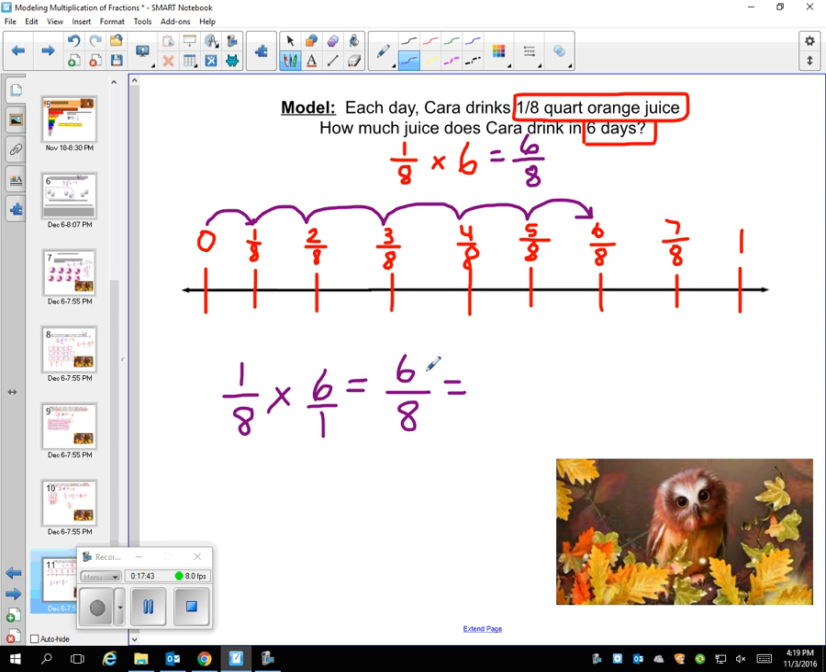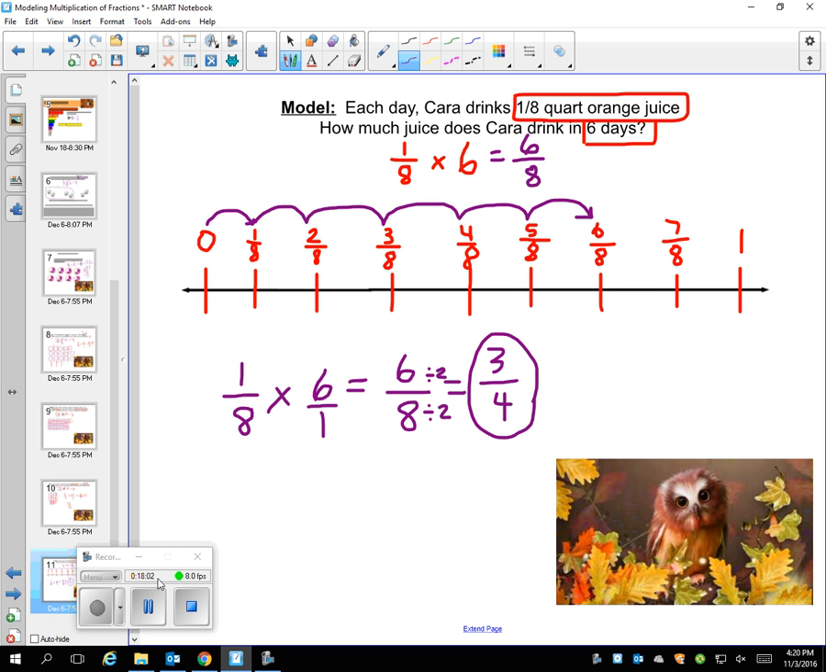Look at that. Those are both even numbers. That means I can do what? I can simplify by dividing them both by 2. What I do to the bottom, I have to do to the top. 6 divided by 2 is 3, and 8 divided by 2 is 4. So my final answer is 3/4.